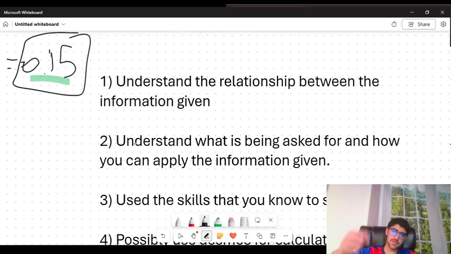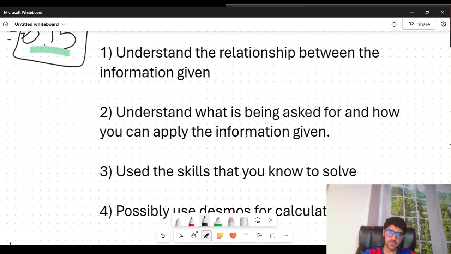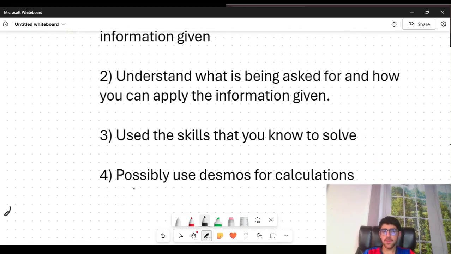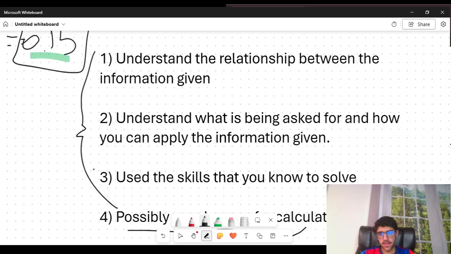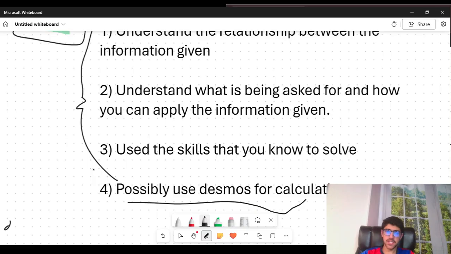Then you also need to understand what is being asked, and then you use the relationships and the information that you found from the word problem and apply it to what is being asked to solve for it. So use the skills you know, and possibly you can use Desmos. Desmos doesn't help that much. You can't solve a question using only Desmos. You have to first do the first three steps: understand what is being asked, sift the information, get an equation. Then you could use Desmos for basic calculations just to solve for the variable.